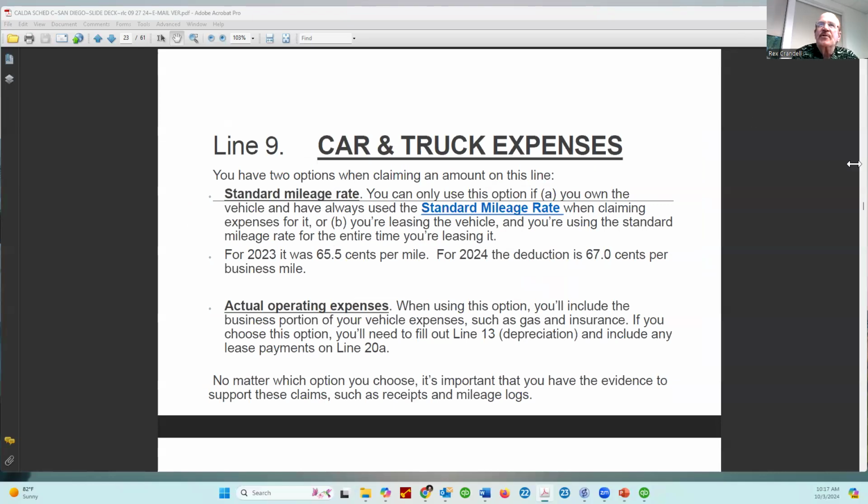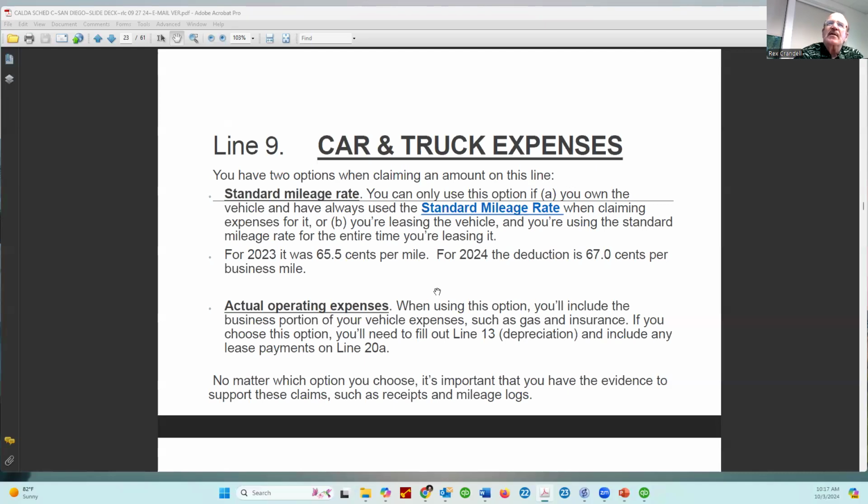So you have two options when claiming auto and truck expense. There's two overall methods. One is called the standard mileage rate, and the other is called the actual operating expenses. The standard mileage rate, you get a cents per mile to deduct. The actual operating expenses, you make a chart of your vehicle expense, then you figure out what percentage you really use the vehicle for business, and then you only deduct the business component.